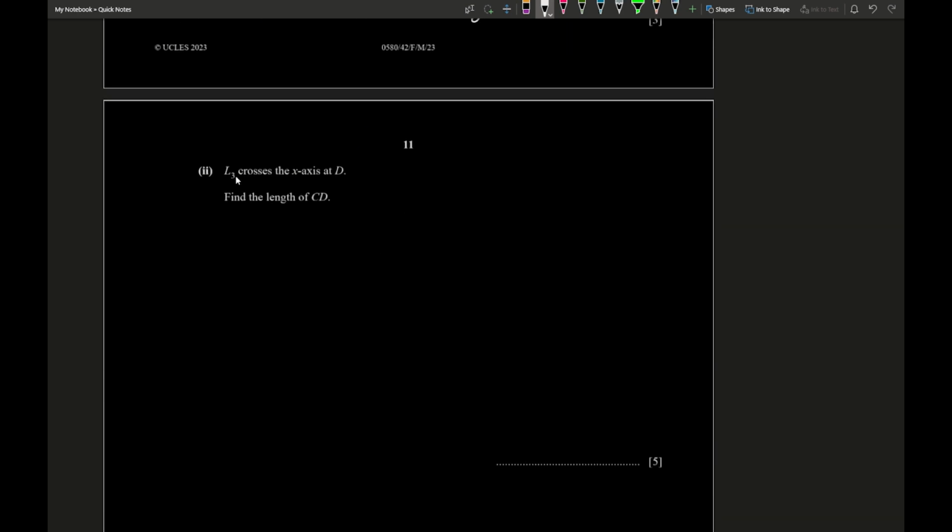Now on to part D. L3 crosses the x-axis at D. Find the length CD. Okay. And we already know that L3 is given by the equation y is equal to 2x minus 1. So if we try to draw a small sketch, okay, we have the x-axis and the y-axis.